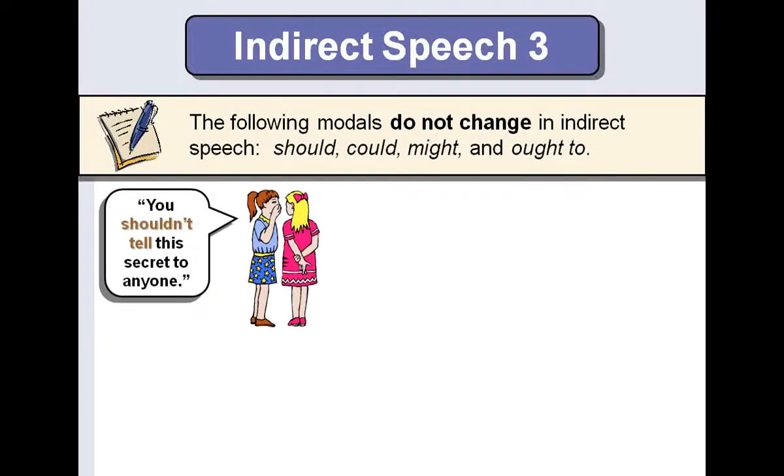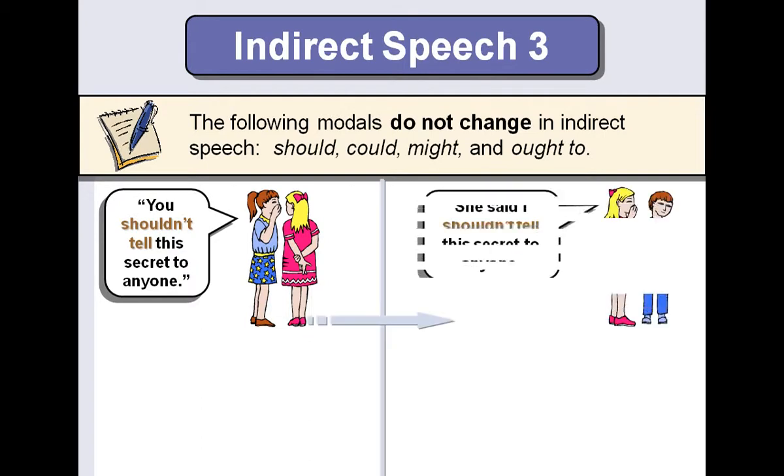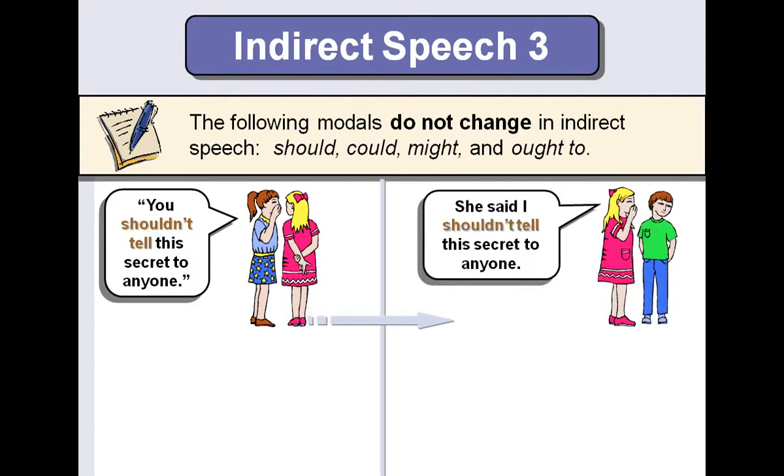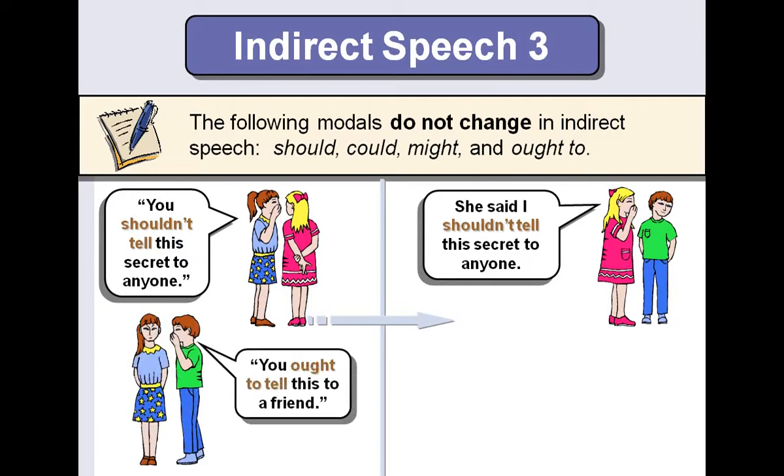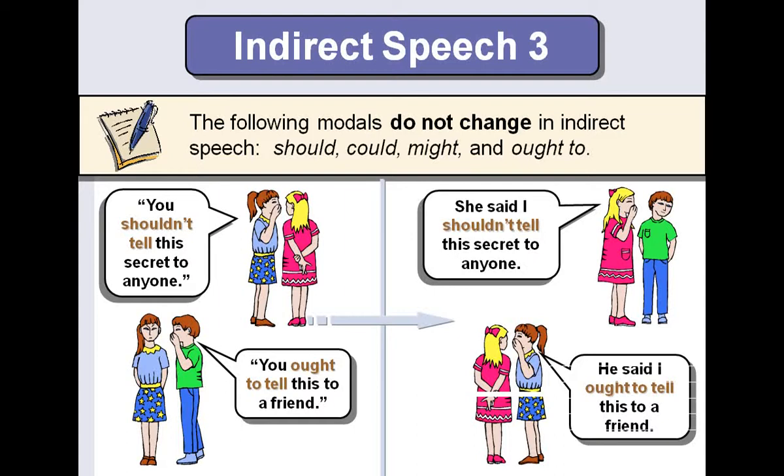The following modals do not change in indirect speech: should, could, might, and ought to. You shouldn't tell this secret to anyone. She said I shouldn't tell this secret to anyone. You ought to tell this to a friend. He said I ought to tell this to a friend.